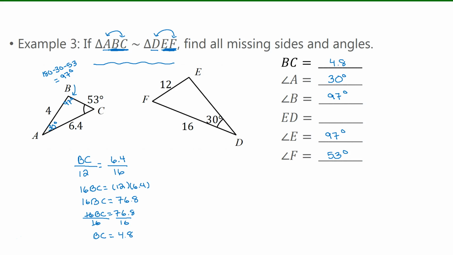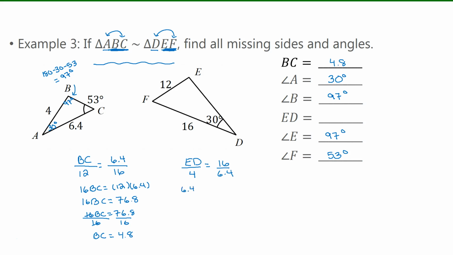Now setting up a proportion involving ED. Again, I'll look up at my similarity statement. ED corresponds with BA, which is 4. Now I can pick two other corresponding sides. I'm going to pick FD and CA. So I get 16 over 6.4.